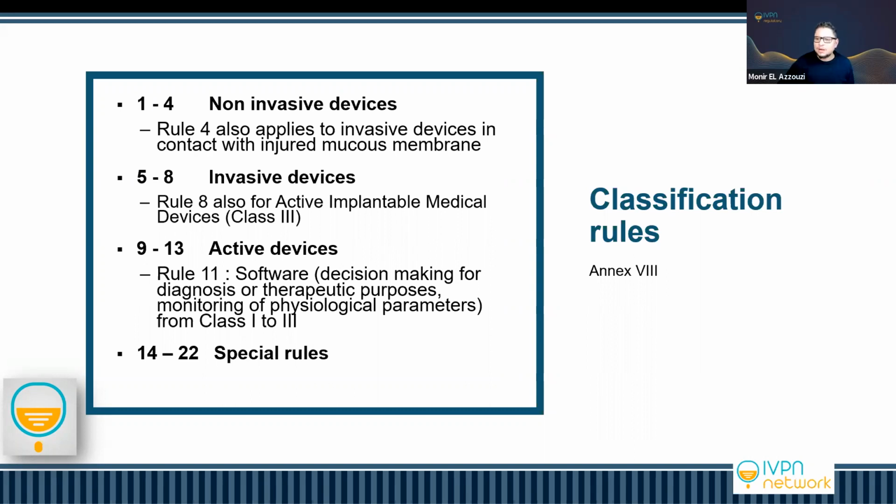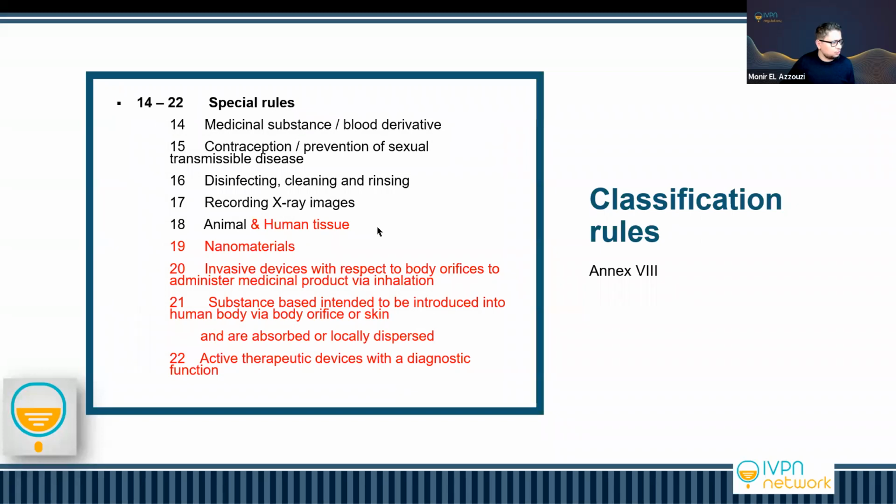And there is Rule 21, which is interesting here, because it covers all the substances that are intended to be introduced inside the body or used on the skin. Before, those substances, or the majority of them, were considered class 1 under MDD, and now they are considered class 2A, 2B, or 3, which is a higher classification. So you also have to be careful about those substances. And the last one, active devices with a diagnostic function, is also important to look at.